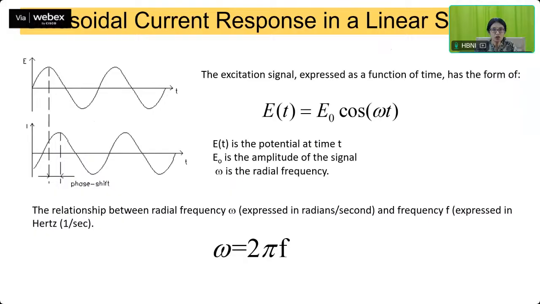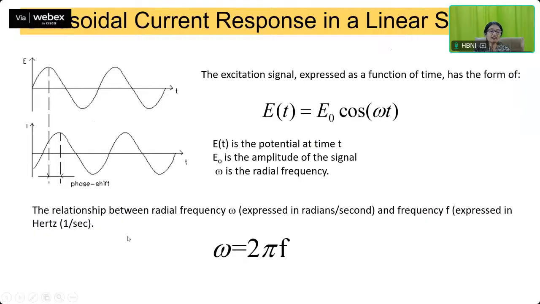So when we talk about a sinusoidal excitation signal and what you're getting in return, this is how it looks. You have an excitation signal expressed as a function of time. This is your potential versus time, and it is given in this particular form: E(t) is equal to E0 cos omega t. Where E(t) is the potential at time t, E0 is the amplitude of the signal, and omega is the radial frequency. The relation between this and your frequency, which is expressed in hertz, is omega equals 2 pi f. This is the excitation signal.